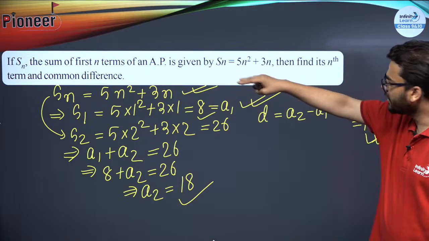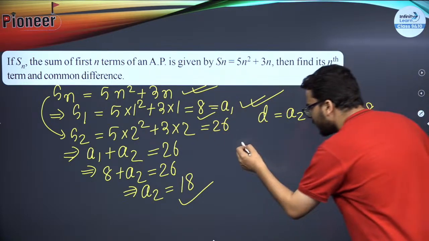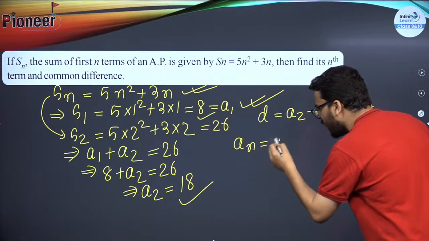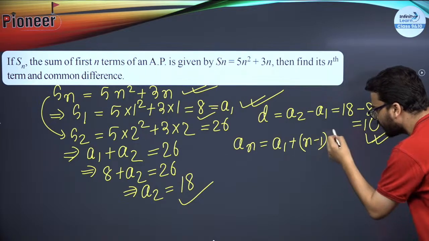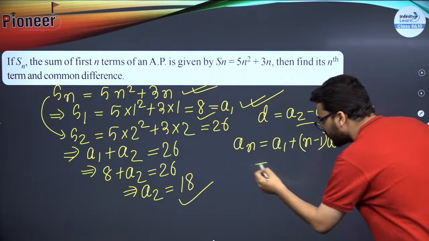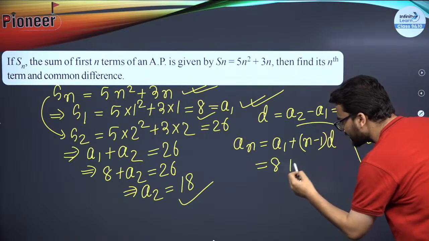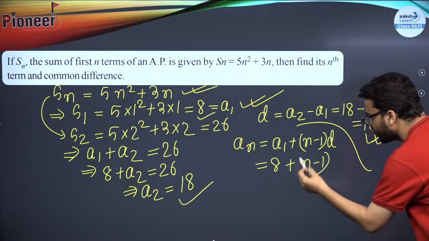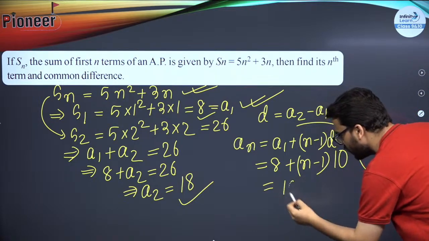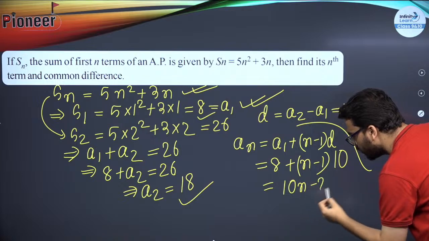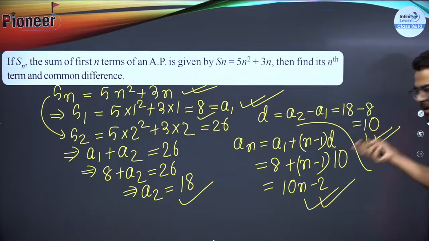Now you have to find the nth term of this AP as well. Now, the nth term is what? You know the formula, an is equal to a1 plus (n minus 1) into d. This is the formula to find the nth term of an AP. So you can just put the values over here. A1 over here is 8 plus (n minus 1) and the common difference which we have got is 10. So you can simplify, that will give you 10n minus 2. So this is the nth term of this AP and this is the common difference of this AP.